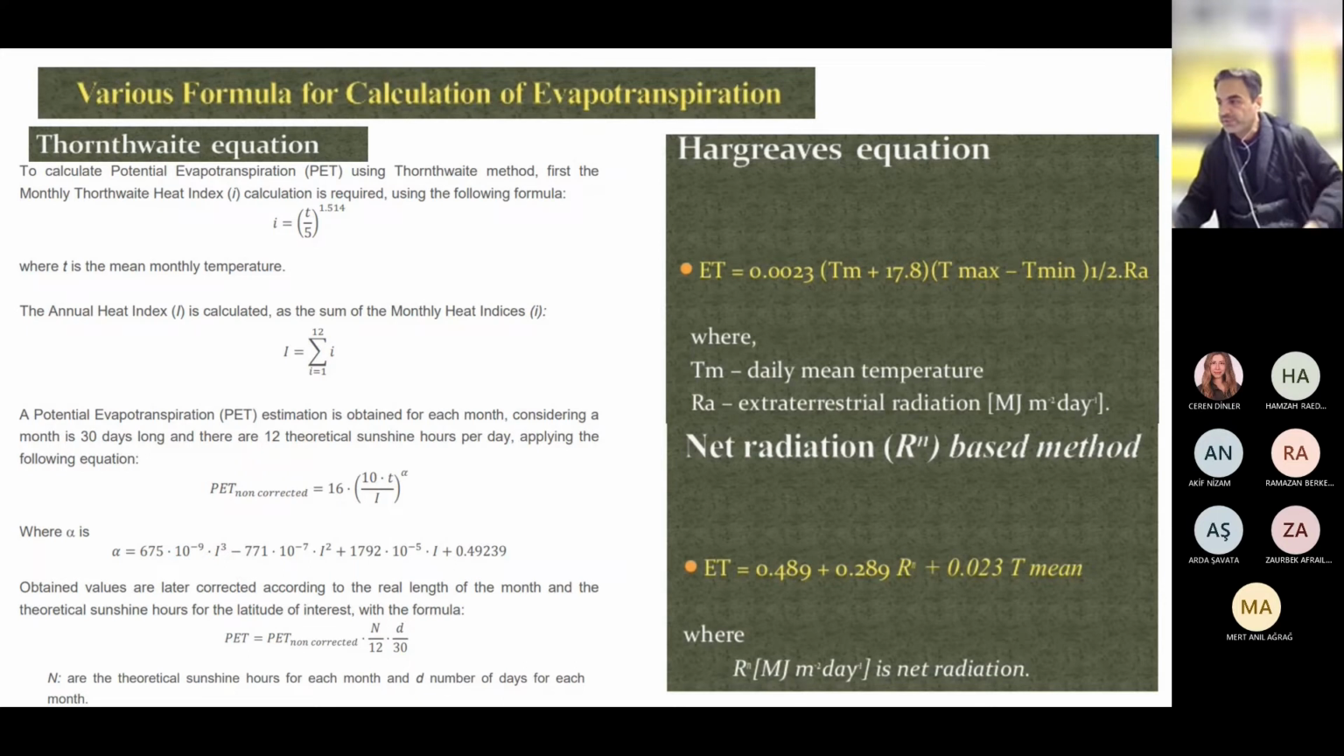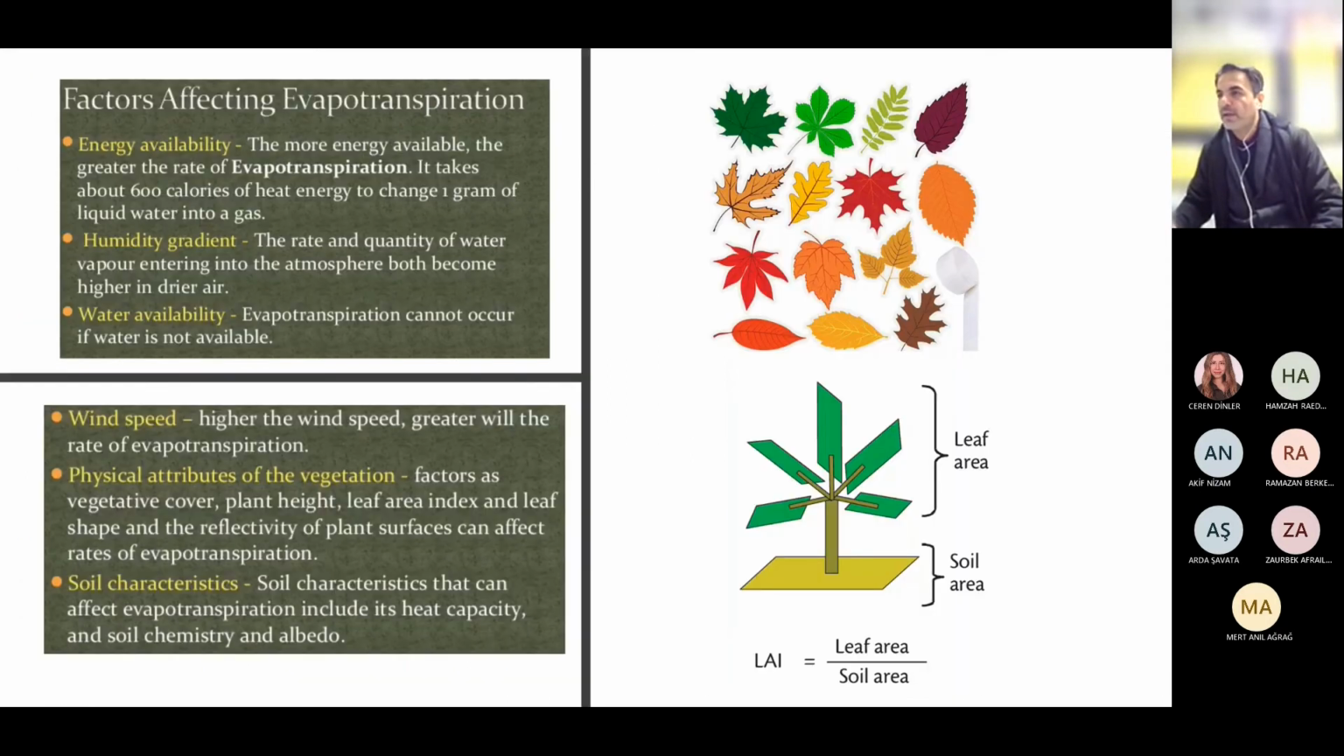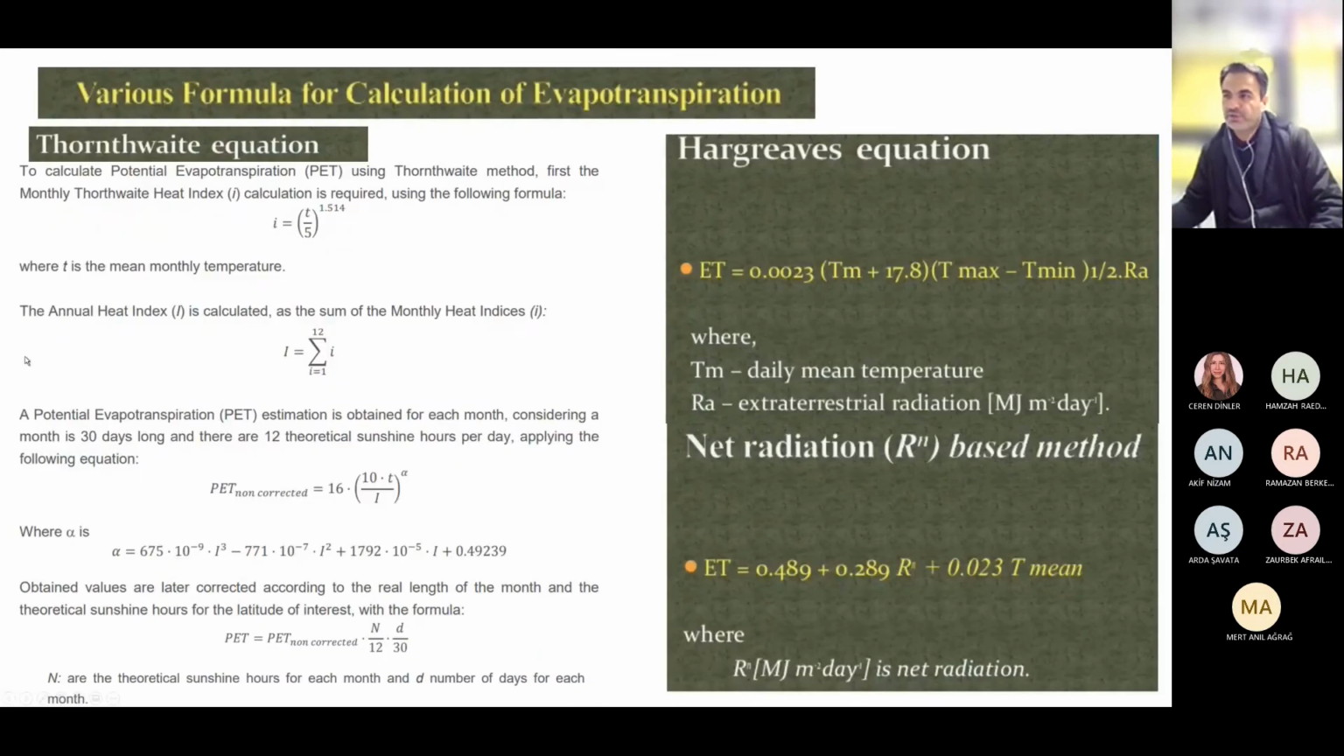We also have net radiation methods. Here we use this formula based on net radiation and average temperature. We can get an estimation of evapotranspiration in a region. So therefore you know three other equations: the Thornthwaite equation, the Hargreaves equation, and the net radiation based method.